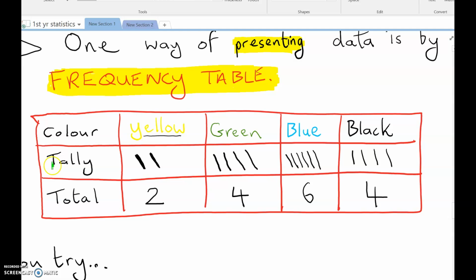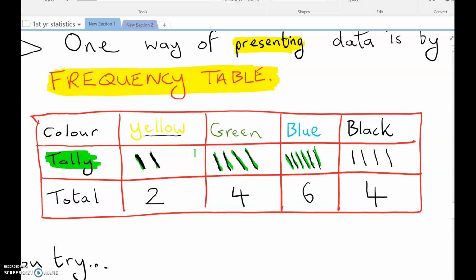Now you might wonder, what are these little marks all about? This is called the tally box, and it's just a way of counting up as you're counting. It's a nice way to keep track of what you've counted so you don't get mixed up. So it's important to always have a tally box.